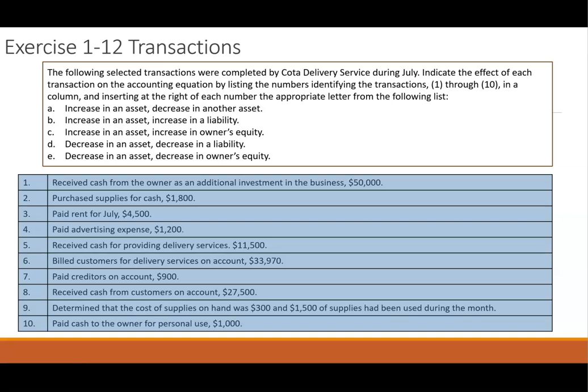This exercise shows the following selected transactions were completed by Coda Delivery Services during July. Indicate the effect of each transaction on the accounting equation by listing the numbers identifying the transactions 1 through 10 in a column and inserting at the right of each number the appropriate letter from the following list. Increases an asset, decrease in another asset, or is there an increase in an asset and increase in a liability? Is there an increase in an asset and increase in owner's equity? Is there a decrease in an asset and a decrease in a liability? Or a decrease in an asset and a decrease in owner's equity?